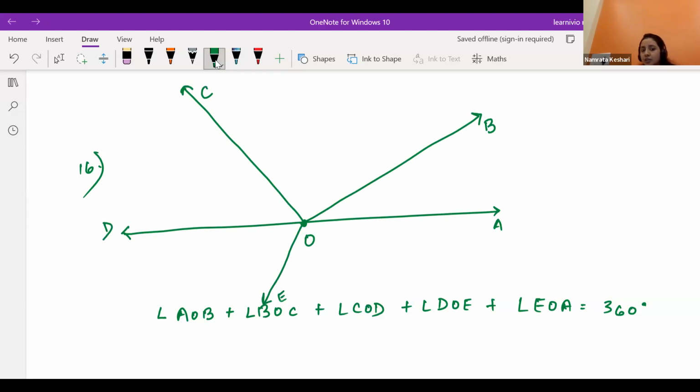This is how our figure looks. Since no other information is given, we have maintained this AOD as a straight line. Can you see? Yes. Okay, now we will see that a ray, ray OC, is standing.